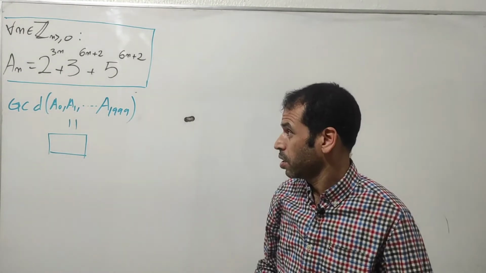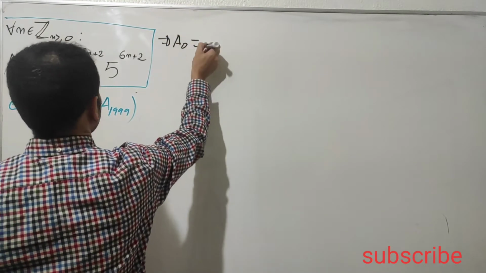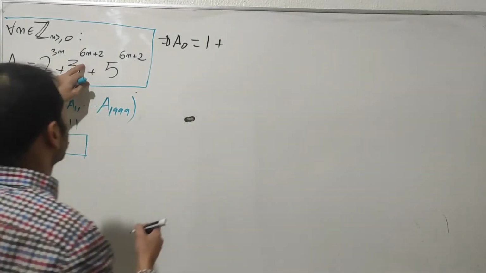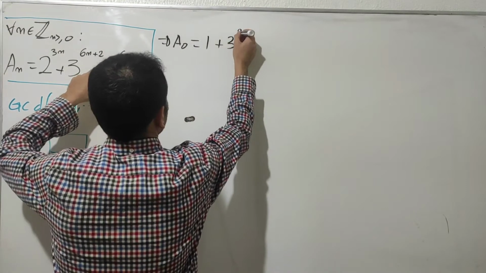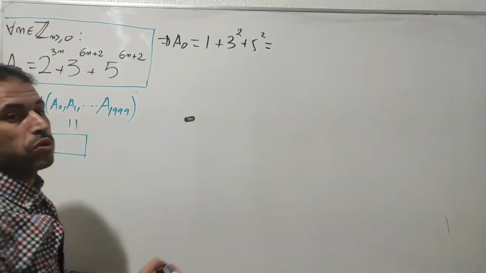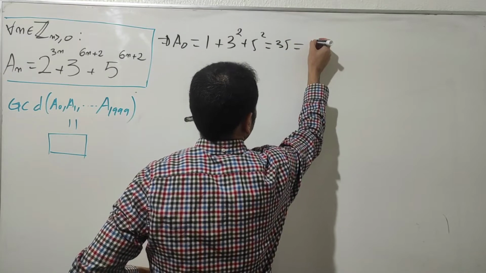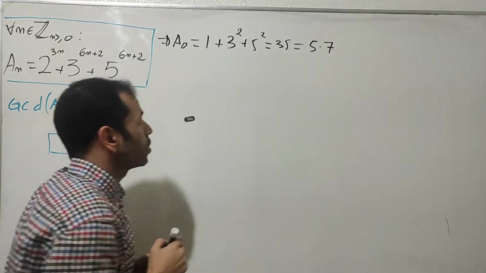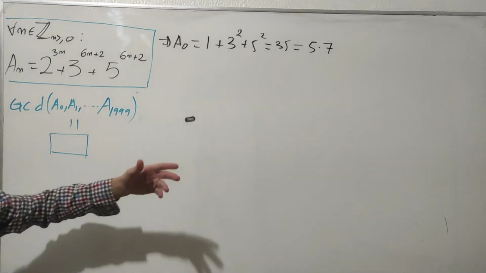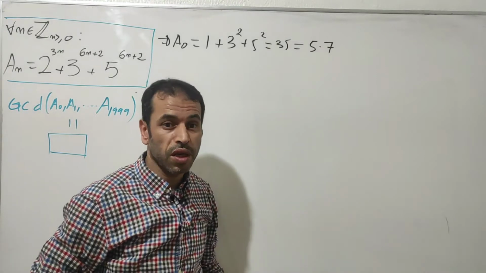Okay, let's start with a sub 0. We get a sub 0 here, replacing n with 0. So we get 3 to the 2 plus 5 to the 2. This simply gives us 35. So 35 is the same as 5 multiplied by 7. At this point we cannot decide the greatest common divisor, because we have 5, 7 and 35. We don't know yet which one is a common divisor.